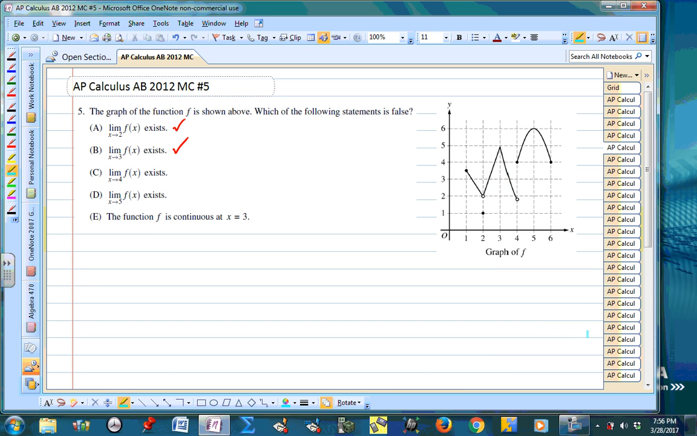Now let's go to option C. They say the limit as x approaches 4 exists. Let's check. As x approaches 4 from the left, the y values of this function approach 2. And as x approaches 4 from the right, the y values approach 4. The left-handed limit does not match the right-handed limit. These values don't agree. So we're going to say that C is the false statement.